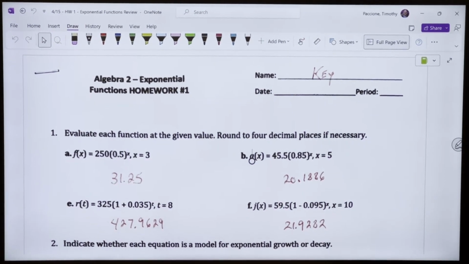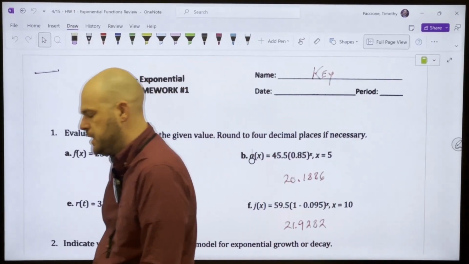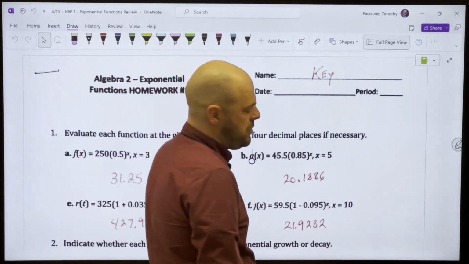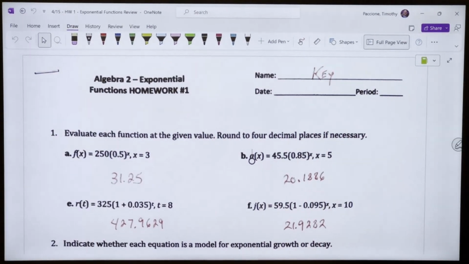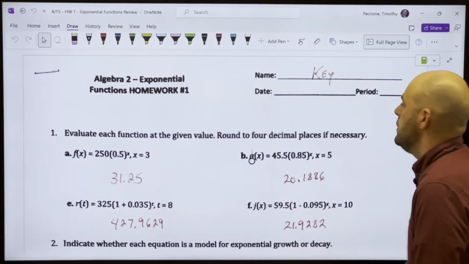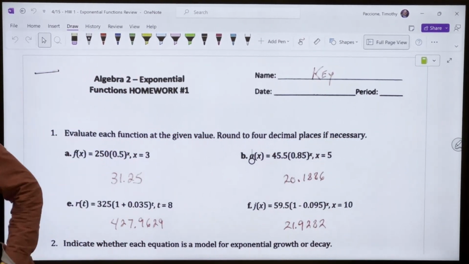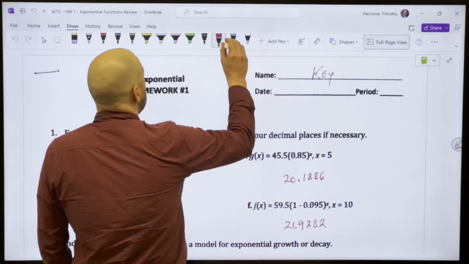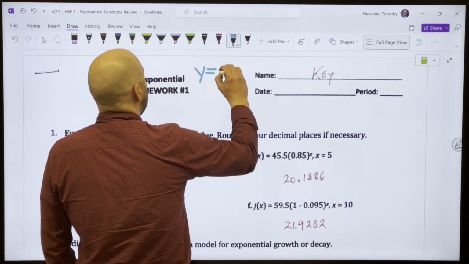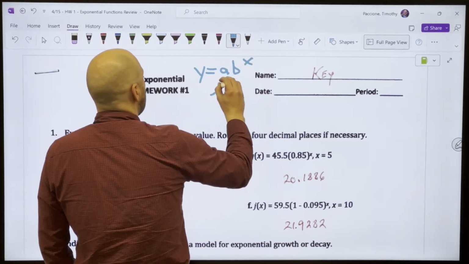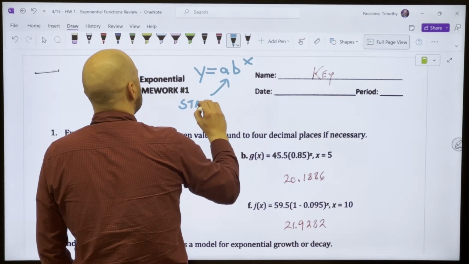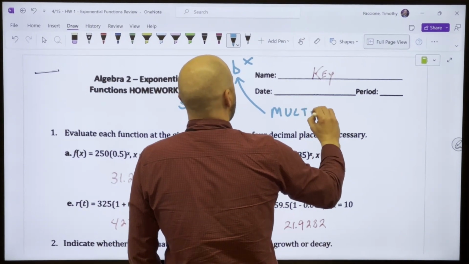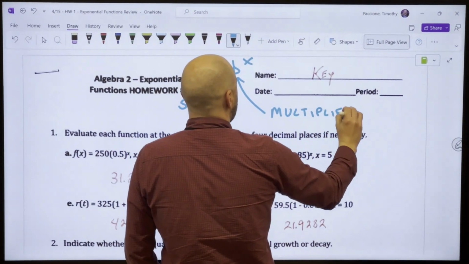All right, so go ahead and put the warm-up to the side for a second. We're going to talk about the homework. So have your homework out. We'll kind of hit each section, see if there are questions, talk about the skills, and then we'll move back to the lesson. Okay, so for your homework, we're dealing with those exponential functions, which of course we talked about is y equals ab to the x, where a is your start, b is your multiplier, and so on and so forth from there.